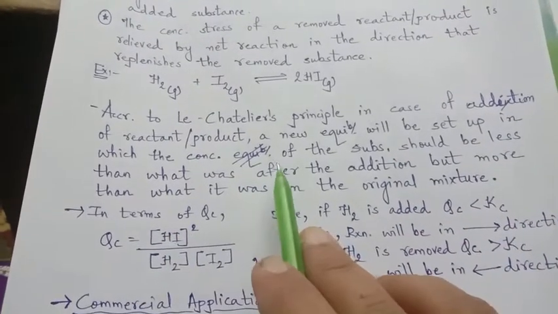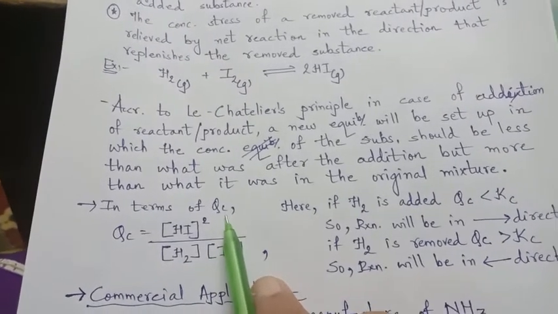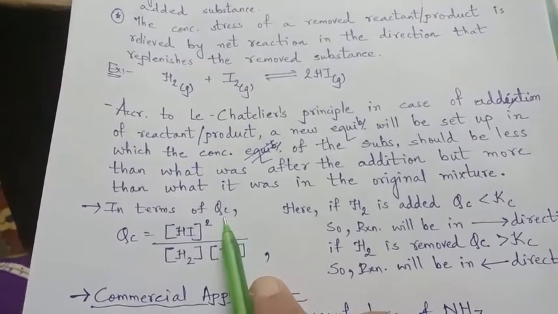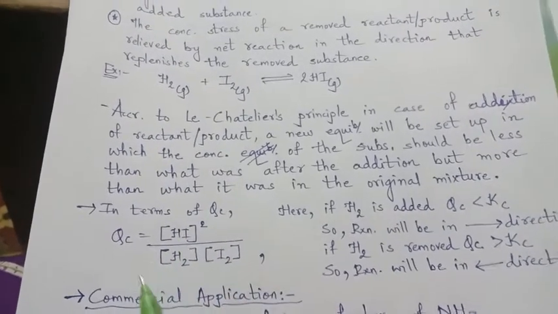So let us see this in terms of Qc. Qc is again an equilibrium coefficient which can be calculated at any moment of the reaction.